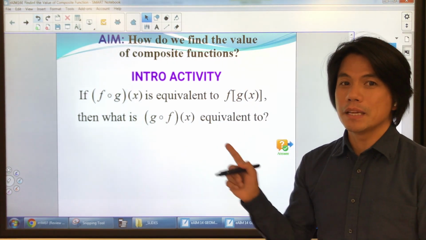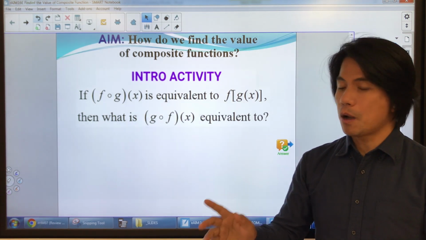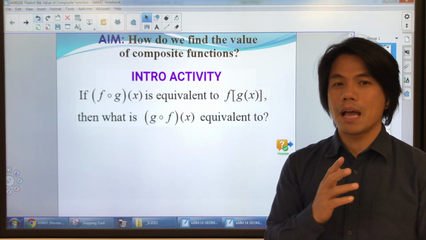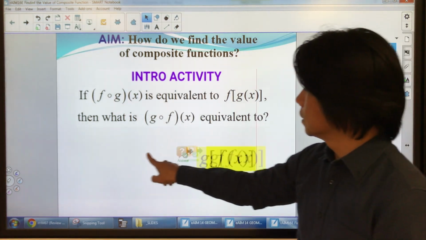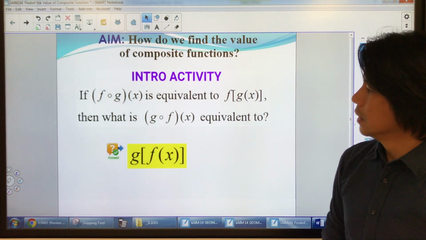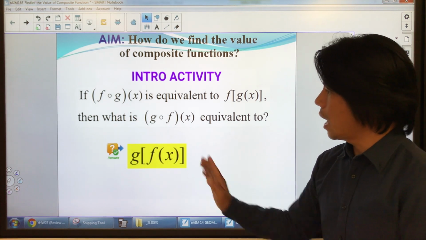Go ahead and complete the intro activity first. Be sure to pause your video while you're doing it. Come back once you're done to check your answer. And the answer to this is g of f of x. How did you get that?